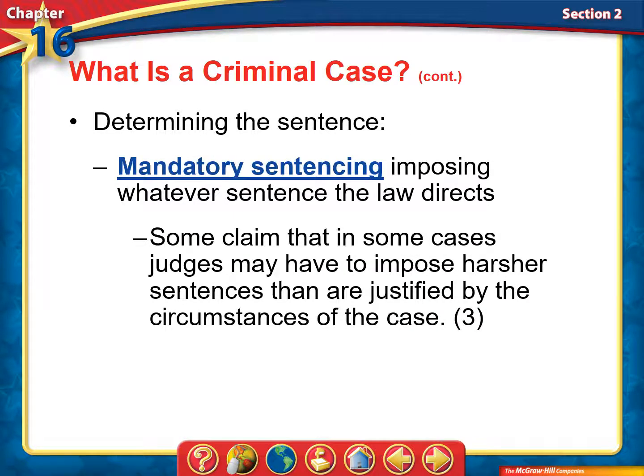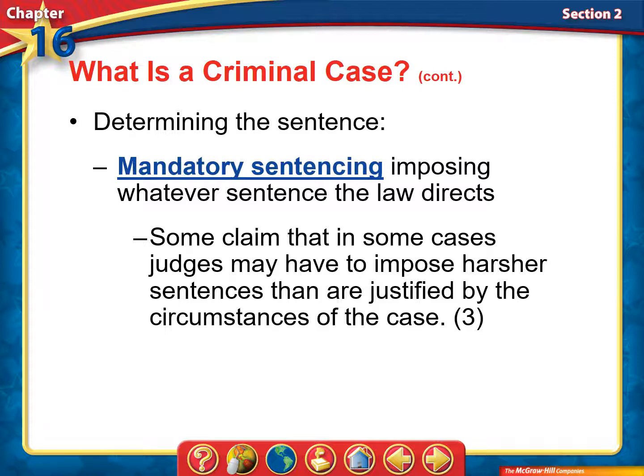Furthermore, some crimes have mandatory sentencing laws. Mandatory sentencing means that a punishment must be imposed in a certain way, and that the judge has little flexibility in how that is carried out. And this system has its critics. Some have claimed that judges may be forced to impose harsher sentences than are justified, depending on the circumstance of the case.